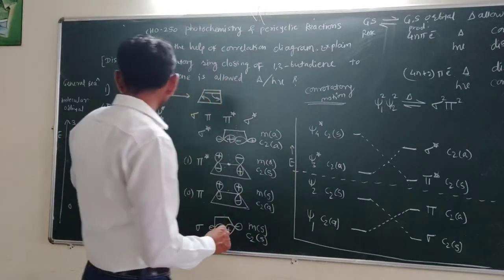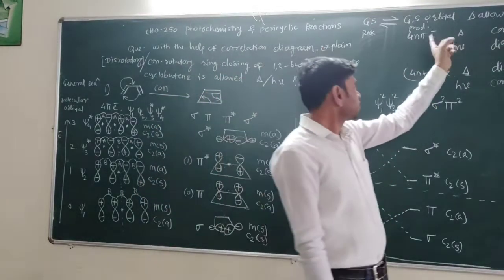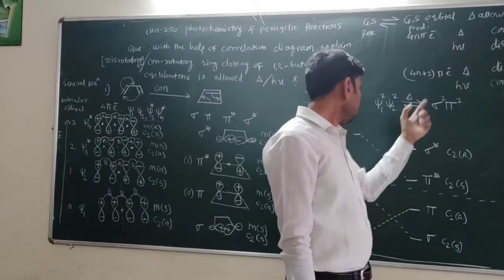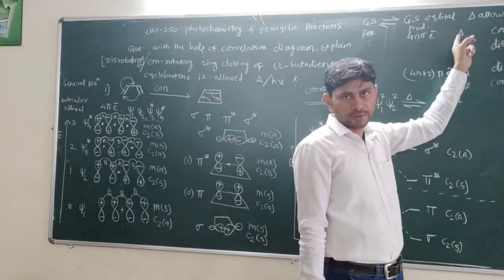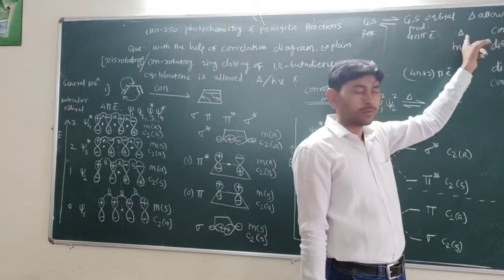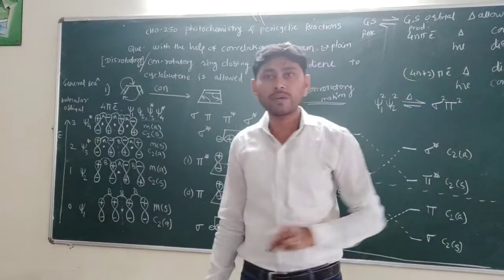That means this system is a four pi electron system. Now look at our selection rules again. So a four pi electron system, by conrotatory motion, is allowed by the thermal mode of activation. And by disrotatory motion, it must be allowed by the photochemical mode of activation.